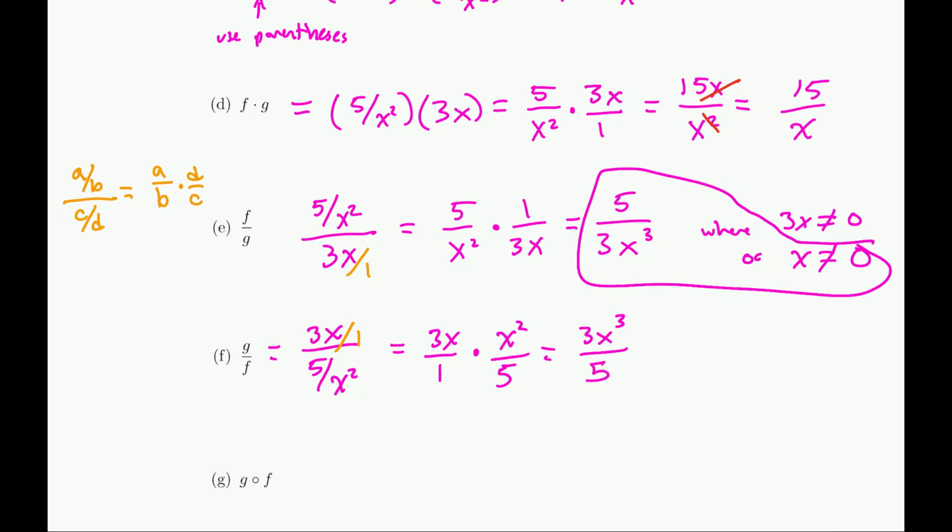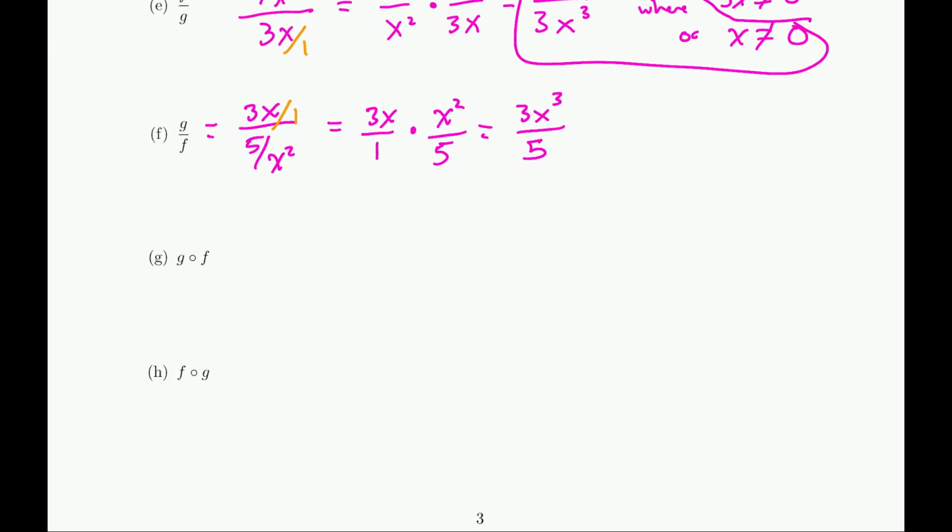You notice that this is the same as what we had up here, just upside down, right? Because this was f over g and this is g over f. We just reversed the top and the bottom. So this and this are the same, just upside down compared to each other. Also, there is no way for this denominator to be 0, so we don't have to write anything like this. The 5 can't be 0. Okay, so division.